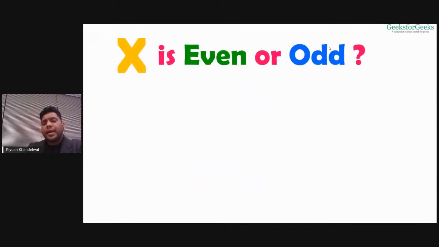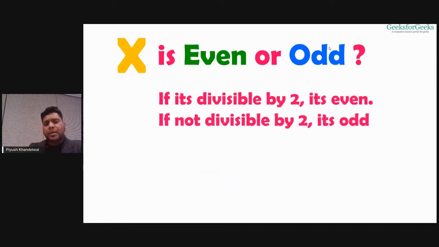If I say X is even or odd, how will you tell me? What will be your way of telling me? Will you tell me this? If it is divisible by 2, it's even. If it's not divisible by 2, it's odd. Right? So if I ask you whether X is even or odd, will you tell me like this? If it's divisible by 2, it's even. If it's not divisible by 2, it's odd.